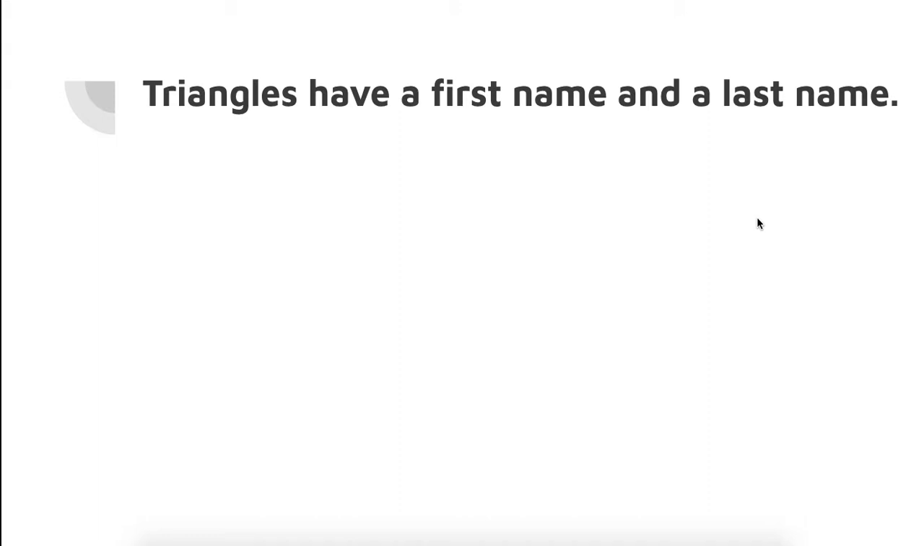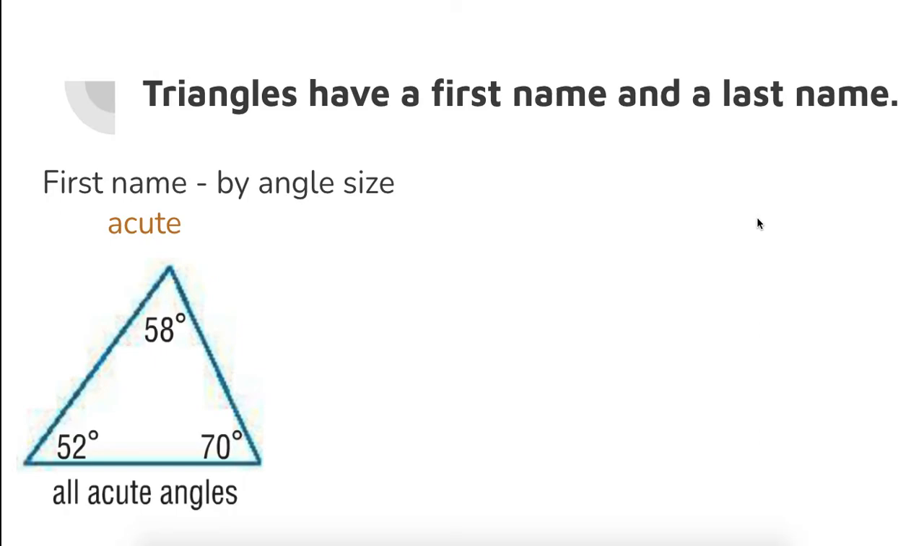Okay. Now triangles have a first name and a last name. Their first name is how we classify them based on their angles. So these words will hopefully sound familiar to you. Our first one is an acute triangle. Remember, acute is like a cute little baby. So acute means small. It is when the angle is less than 90 degrees. So an acute triangle is when all 3 angles are less than 90 degrees.